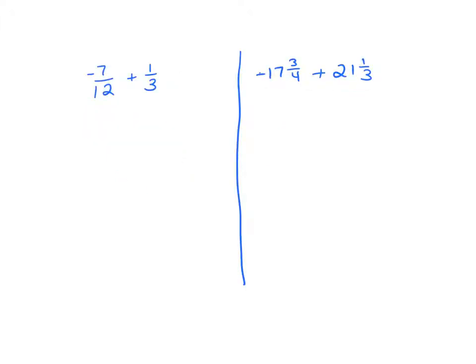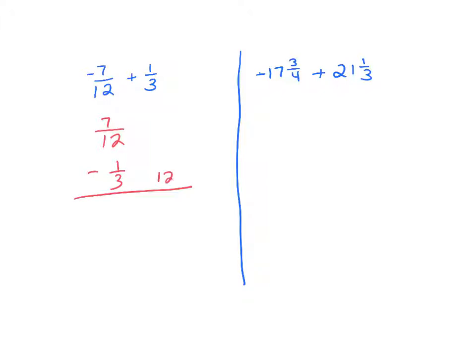Here are two fraction or mixed number problems, and once again we're adding them. As I take a look at the very first one, negative 7/12 plus 1/3, because one of those numbers is negative and the other one is positive, the 1/3 is positive in this particular case, then what I have to do is I have to subtract. So I'm going to subtract 7/12 subtract 1/3. 7/12 is larger than the 1/3. Just remember that you have to find a common denominator for those.